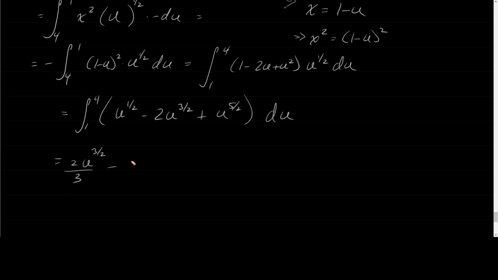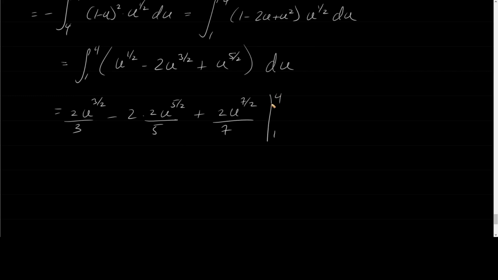So we have minus 2 times u to the, add 1 to the exponent, 5/2, divide by the new exponent, so that means multiply by the reciprocal. That's not good. Let's start that again. Add 1 to the exponent, u to the 5/2. Divide by the new exponent, it's the same as multiply by the reciprocal. There we go. Plus, add 1 to the exponent, u to the 7/2. Divide by the new exponent, multiply by the reciprocal. But this is evaluated from 1 to 4.